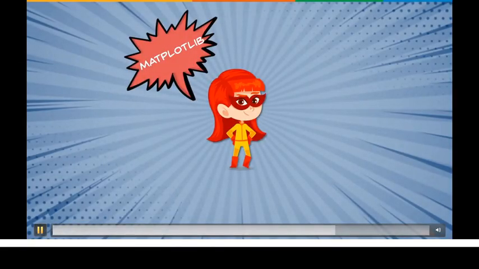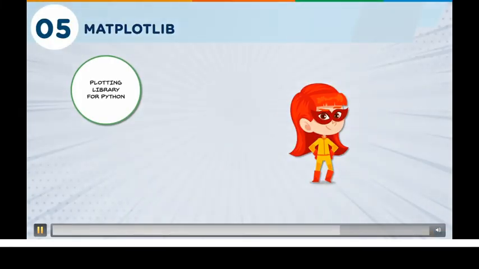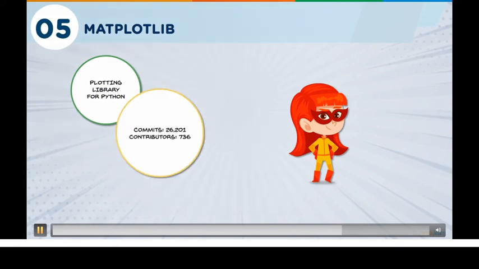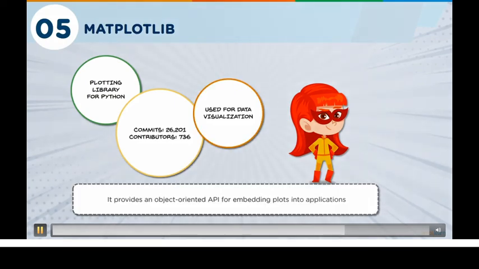Now let's talk about the next library and the last one. So matplotlib for me is the most fun library out of all of them. Why? Because it has such powerful yet beautiful visualizations. We'll see in the coming slides. Plot and matplotlib suggest that it's a plotting library for Python. It has around 26,000 commits on GitHub and a very vibrant community of 700 contributors. And because of such graphs and plots that it produces, it's majorly used for data visualization. And also because it provides an object-oriented API which can be used to embed those plots into our applications.